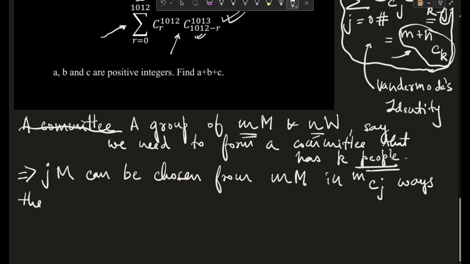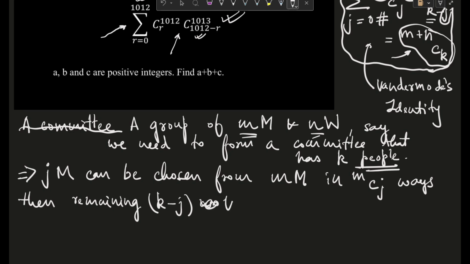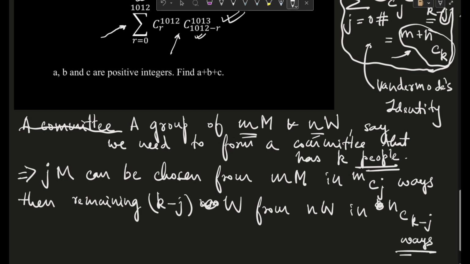So now what we shall do is, after choosing this, the remaining number of posts for this committee will be K minus J. So that is the number of women we actually require, right? So that we can select from N women in N C K minus J ways. And now if we actually write this for one particular case, just a minute guys.